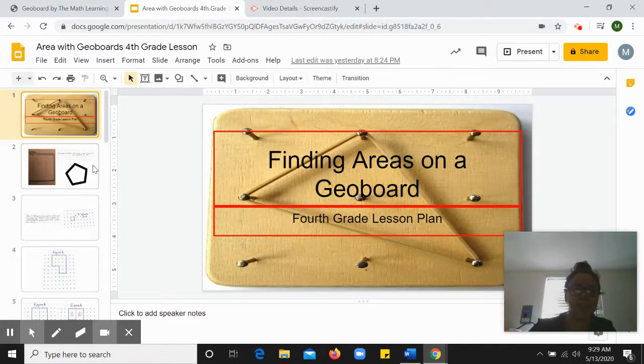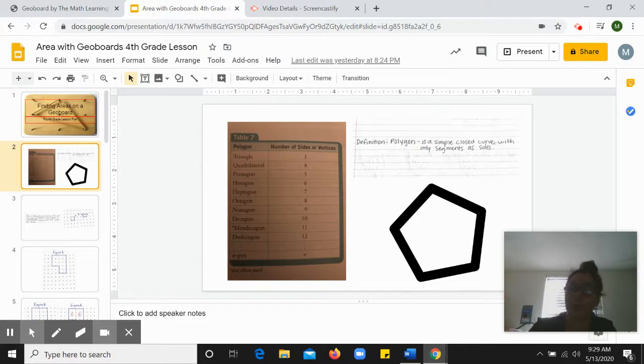So recently the students reviewed what a polygon is, and it is a simple closed curve with only segments as sides. Right below the definition here, we have an example of a pentagon, which is a polygon that has 1, 2, 3, 4, 5 sides.